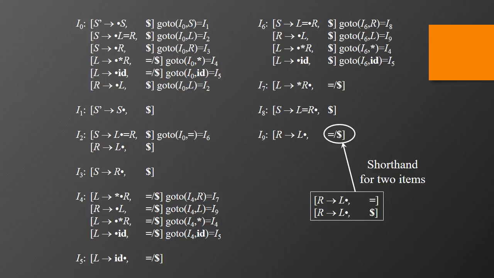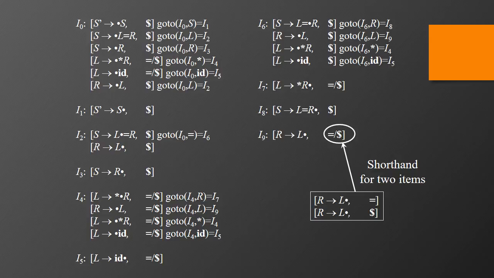Item 6 will contain S gives L equal to dot R comma dollar, R gives dot L comma dollar, L gives dot star R comma dollar, L gives dot ID comma dollar. So I6 of R will become I8, I6 of L will become I9, I6 of star will become I4, I6 of ID will become I5.